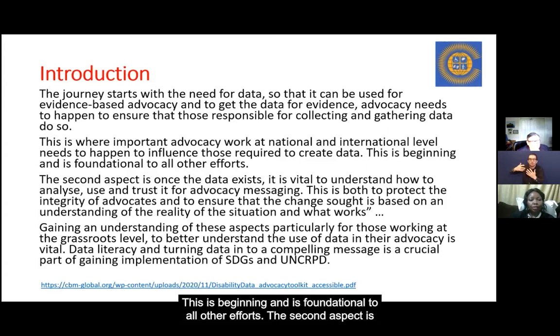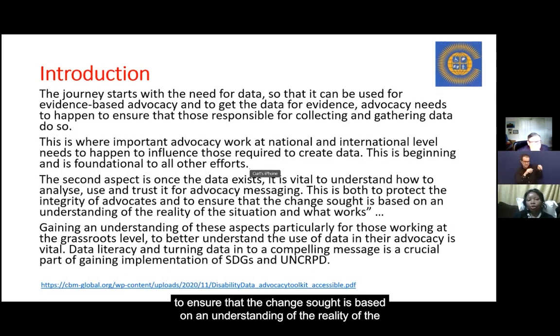The second aspect is, once the data exists, it is vital to understand how to analyze, to use and trust it for advocacy messaging. This is both to protect the integrity of advocates and to ensure that the change sought is based on an understanding of the reality of the situation and what works.